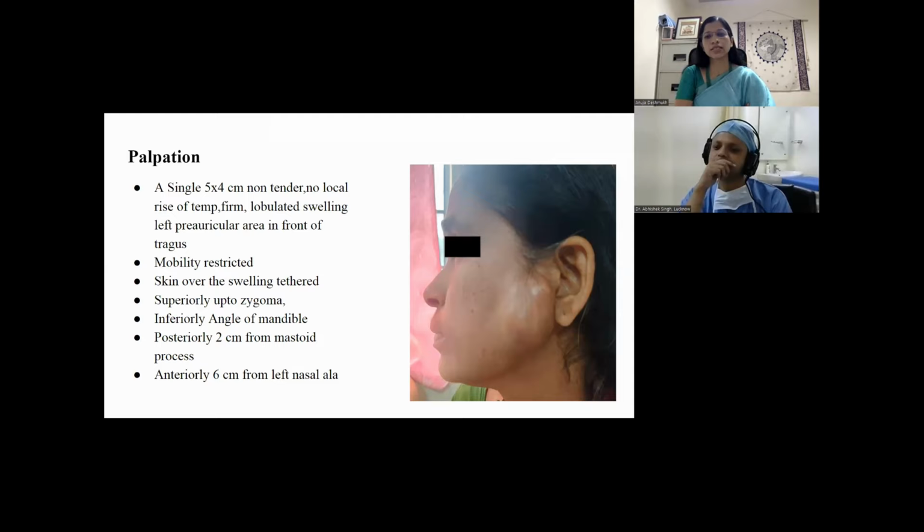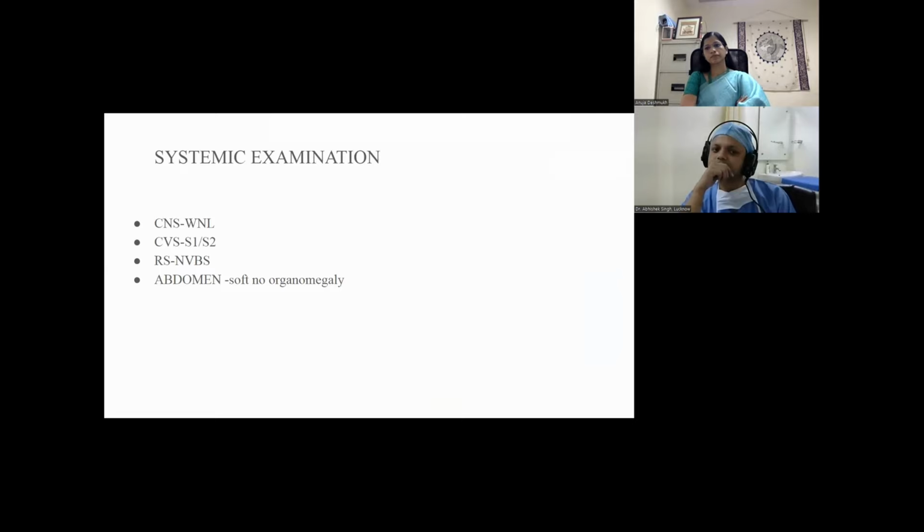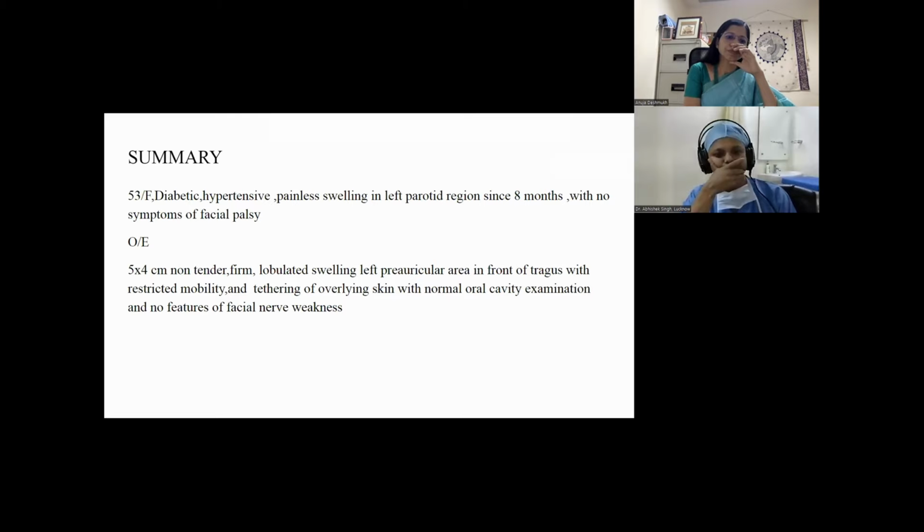Her systemic examination was normal. There was nothing significant. So, summarizing my history and examination: a 53-year-old lady who is a diabetic and hypertensive, with a painless swelling in the left parotid area since 8 months and no symptoms of facial palsy, with a 5.4 centimeter non-tender firm lobulated swelling in the left preauricular region in front of the tragus, with restricted mobility and tethering of the overlying skin, with normal oral cavity examination and no features of facial palsy.